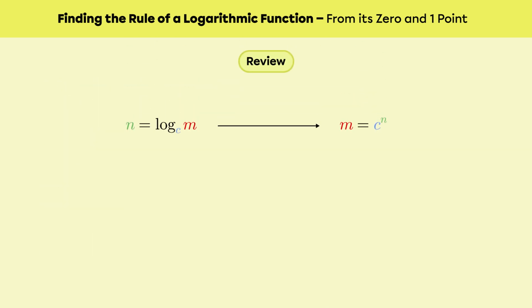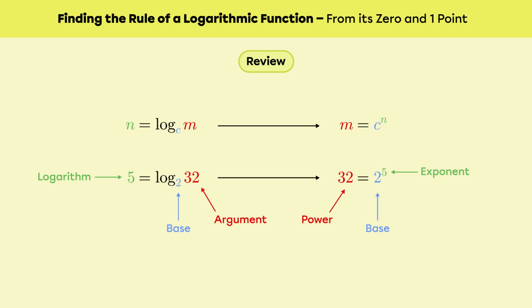When working with logarithms, it's important to know how to switch from logarithmic form to exponential form. For instance, if you have 5 equals log base 2 of 32, start by writing the base 2. The exponent, which is the answer to the logarithm, is 5, and the power is 32.